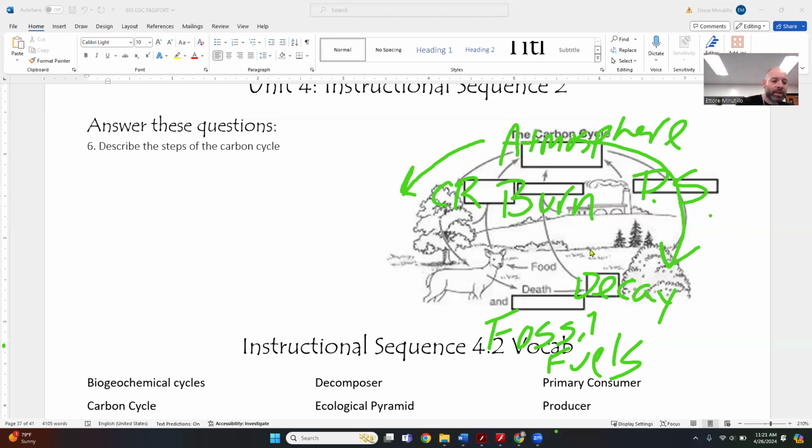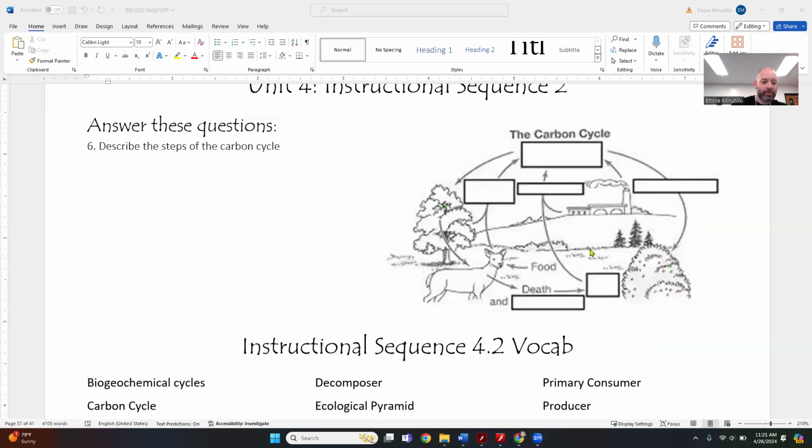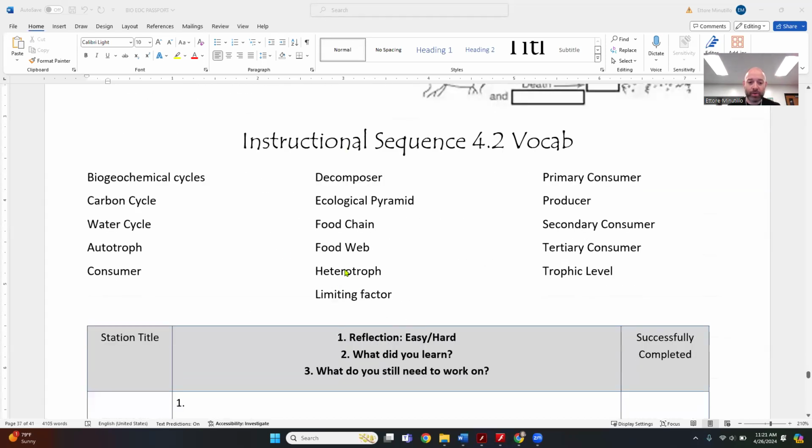Now that we've got some info about our carbon cycle, if we scroll down a little bit, we've got some vocab here. All of these words are things that we talked about up above. Our ecological pyramid was the one we were looking at the 10% rule, as well as our producer, primary consumer, secondary consumer, tertiary consumer kind of a thing. You can see those listed over here.